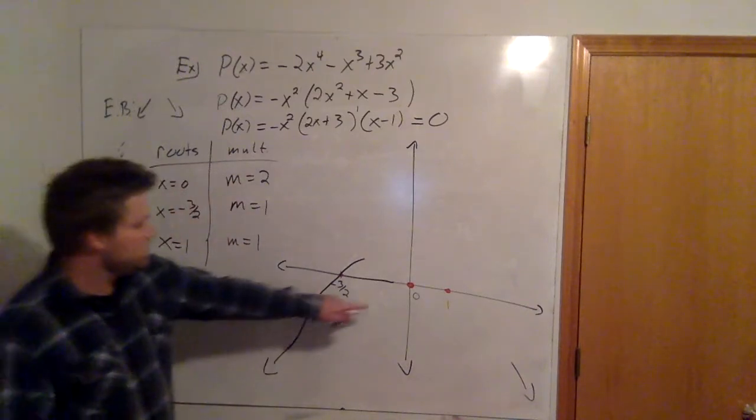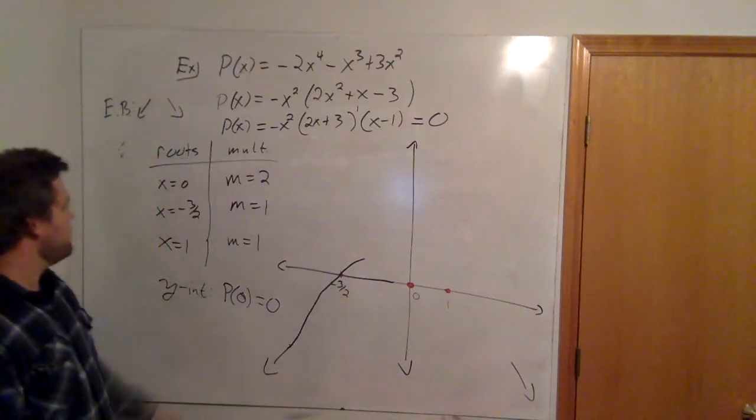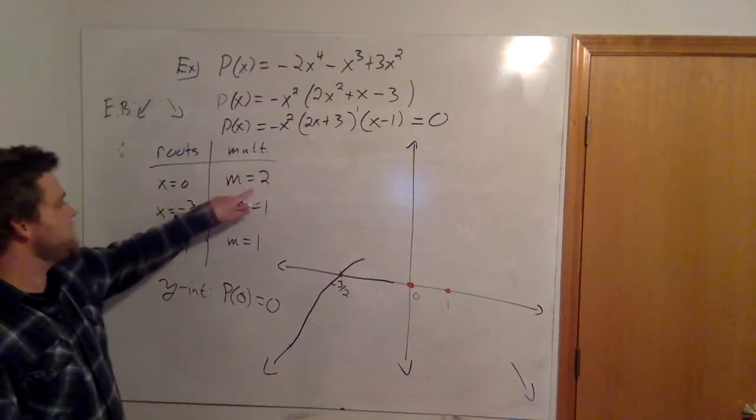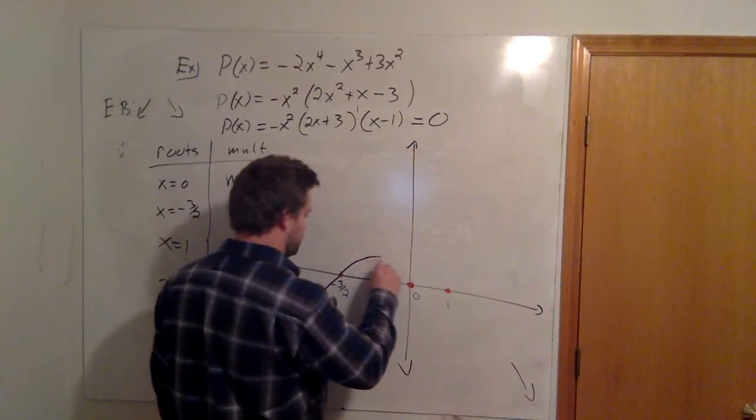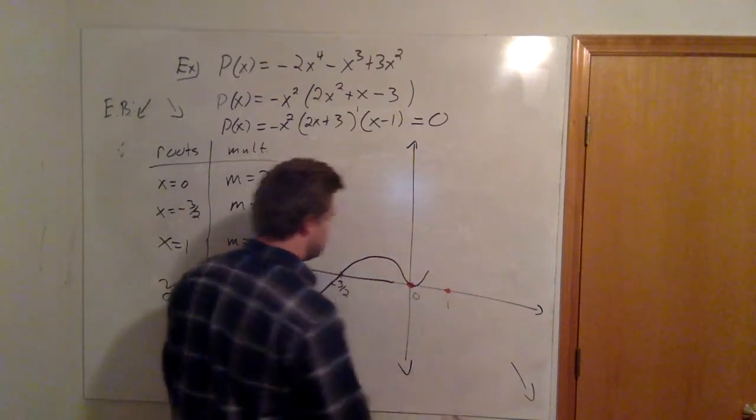Now let's look at the root 0, x equals 0. This root has an even multiplicity, so it's going to bounce. So it'll bounce off of 0.